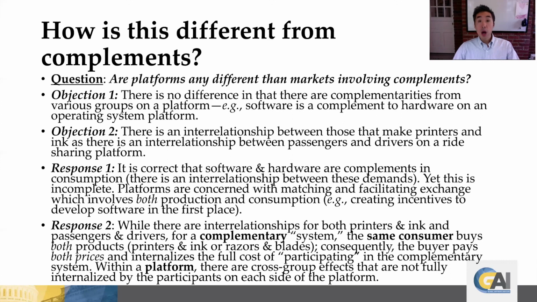Whereas in a complementary system, you as a consumer of razors and blades, for instance, are consuming both. So you fully internalize the benefits and costs of the price, if you will, and how much you buy by weighing those considerations of both markets. Whereas with cross-group effects, because we're talking about two different groups, you might not fully internalize them. So it's the platform that really tries to generate or internalize those effects to facilitate their exchange.